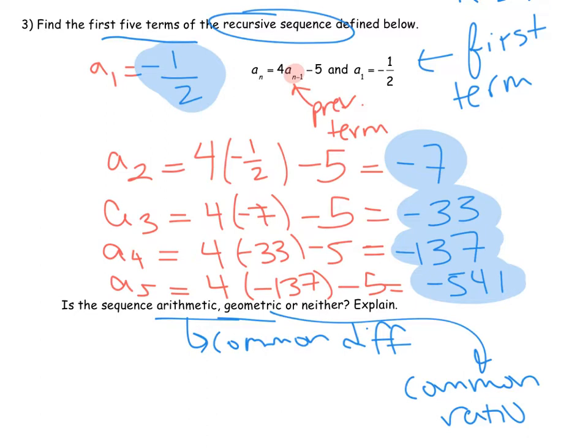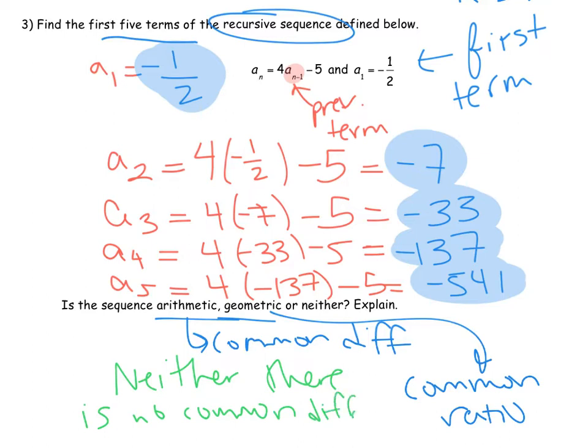The answer here would be neither. It's actually not arithmetic and it's not geometric, so you would say neither. There is no common difference or common ratio. Okay. All right, I want to move on to the next question again, which deals with recursive sequences.